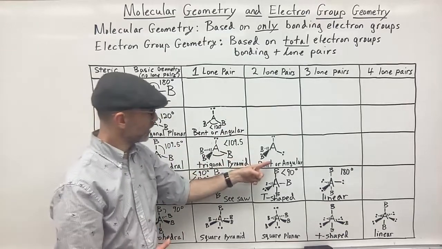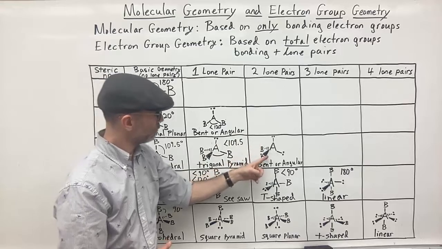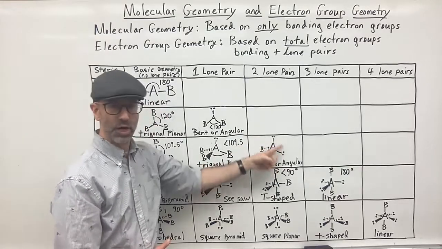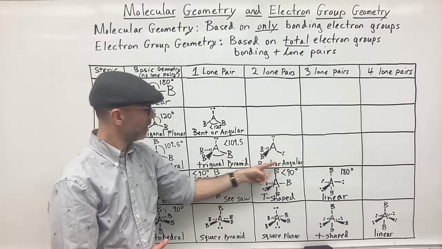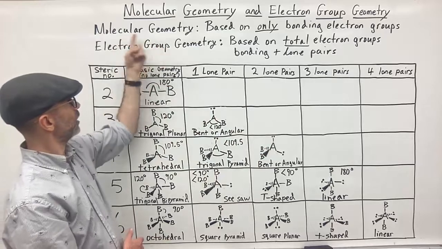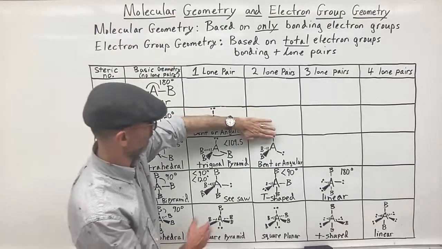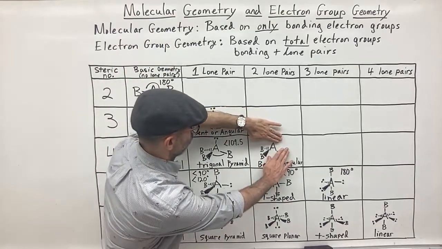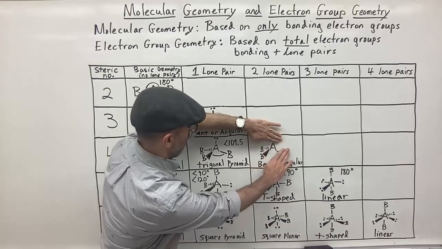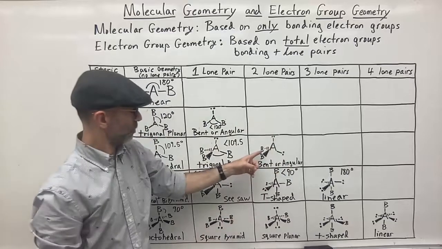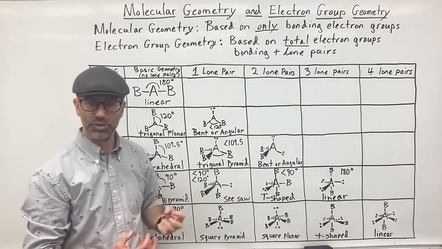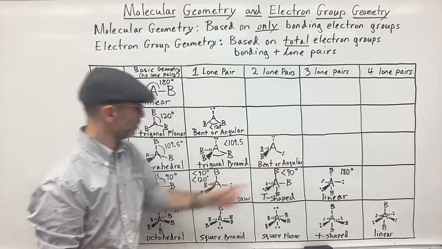So same for this one. We have 4 total electron groups. So that's going to be electron group geometry of tetrahedral. But when we're looking at the molecular geometry, we're just looking at the molecule, the atoms themselves. And when we're looking at that, that's a bent shape. So the molecular geometry is bent, but the electron group geometry is tetrahedral.